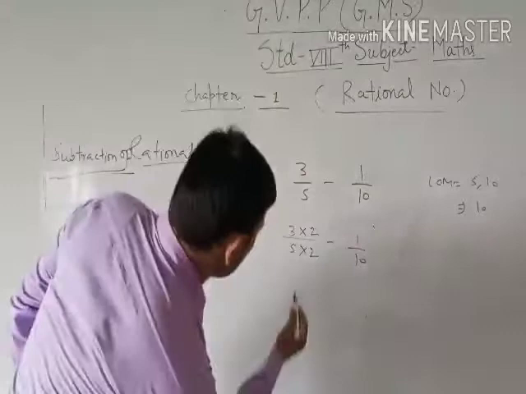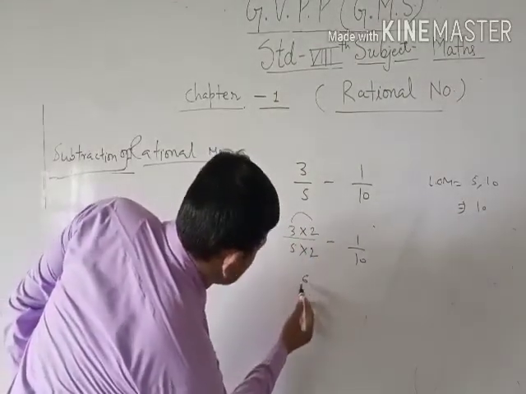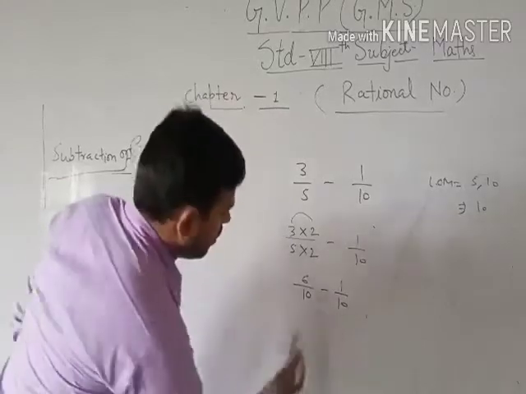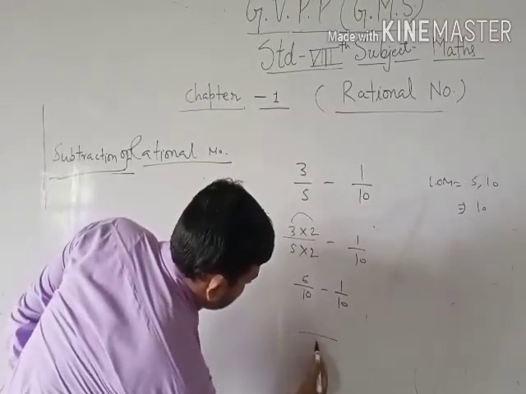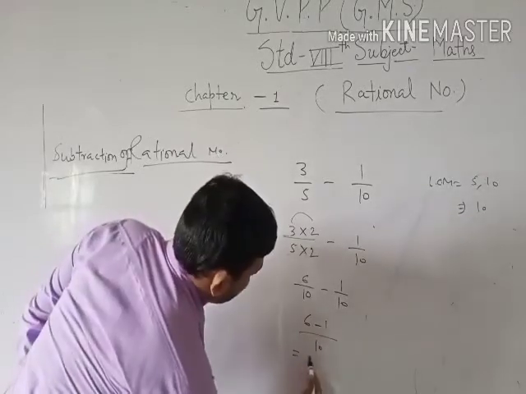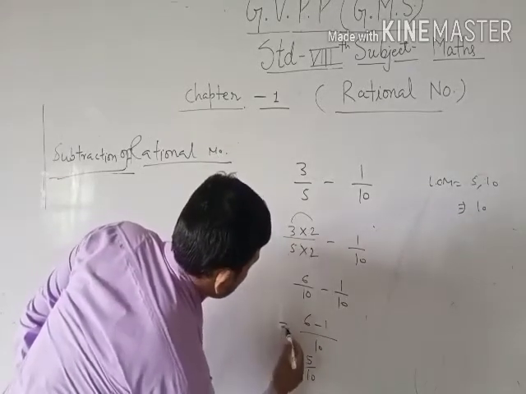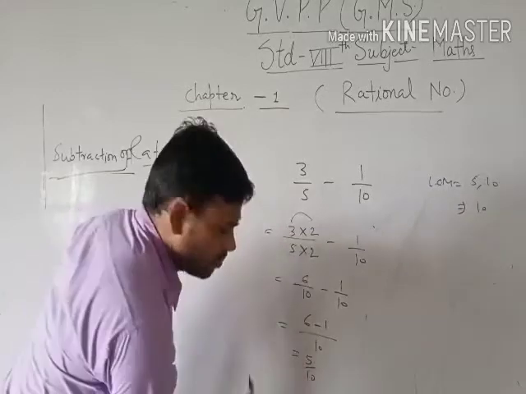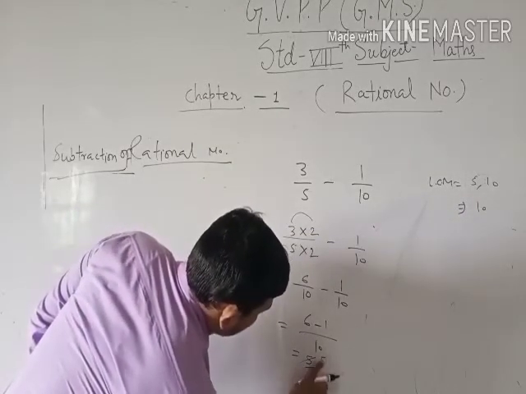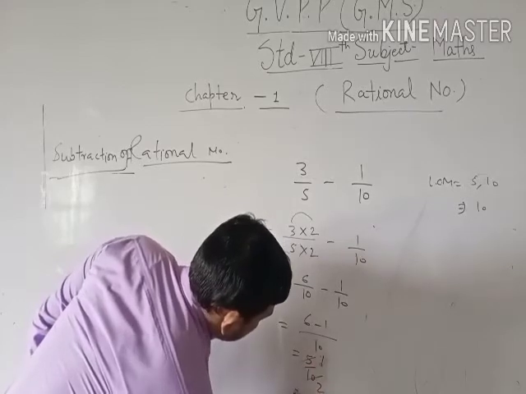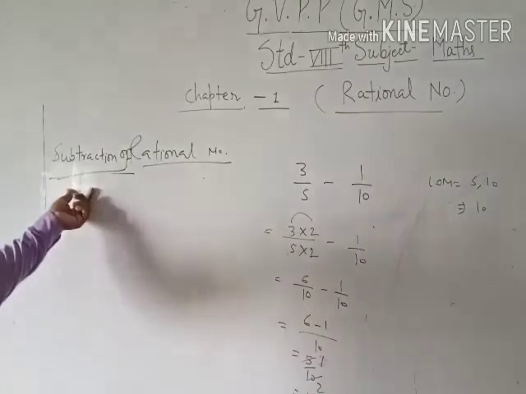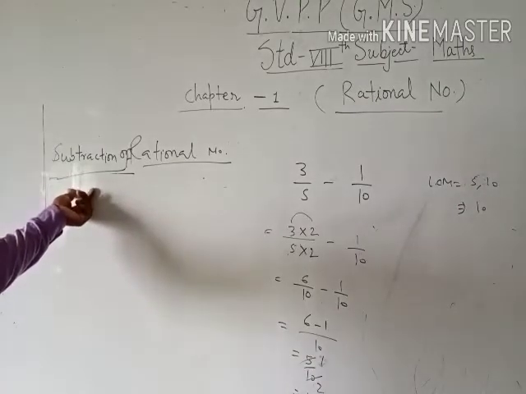Okay. So if you multiply this, 3 twos are 6 and 5 twos are 10 and minus 1 upon 10. Here both the denominators are same. Okay. So you will write here 6 minus 1 and it will be 5 upon 10. Okay. You can also simplify this. You can cut by the 5. 5 ones are 5 and 5 twos are 10. So you can write 1 upon 2. So I have told you about the subtraction of rational number.